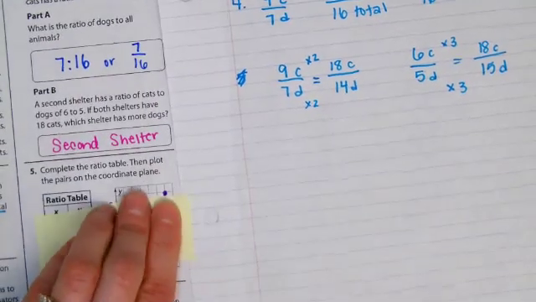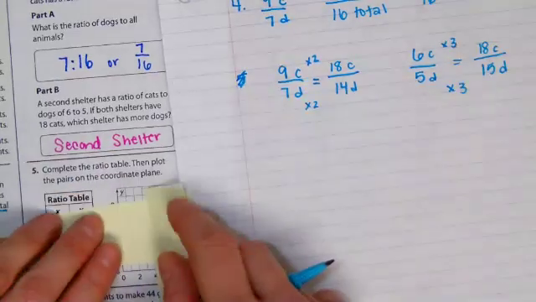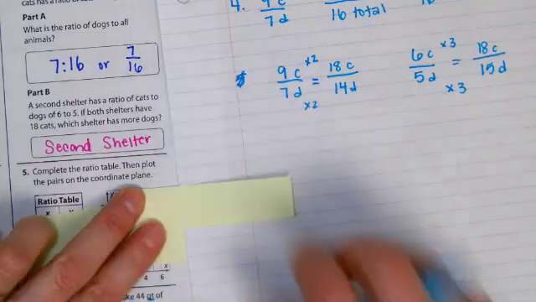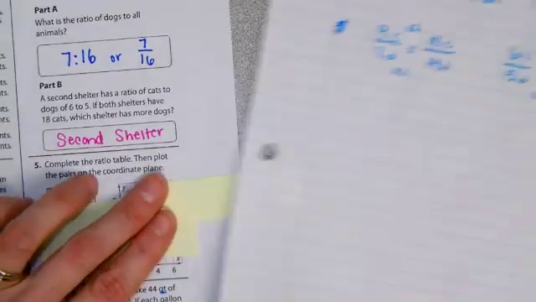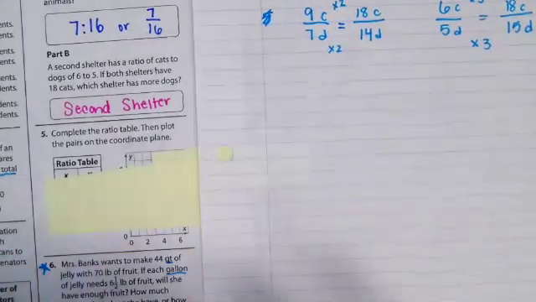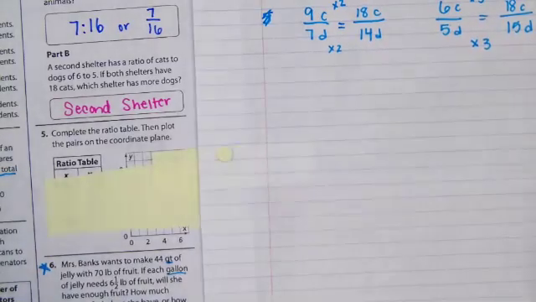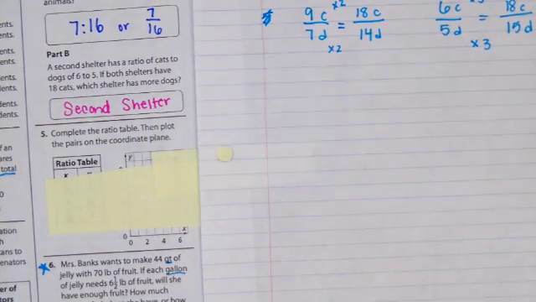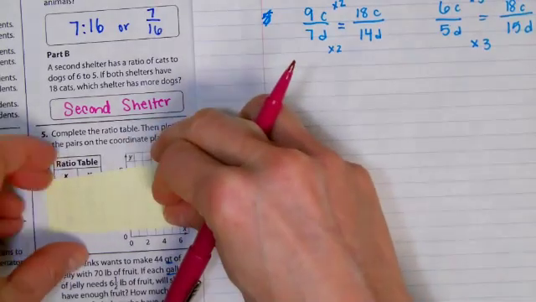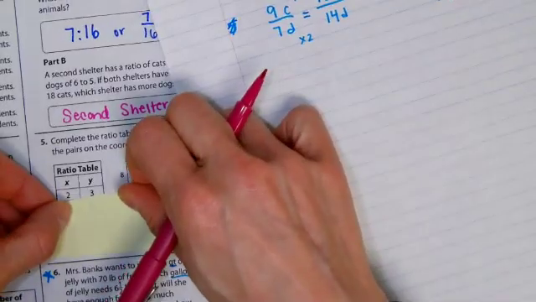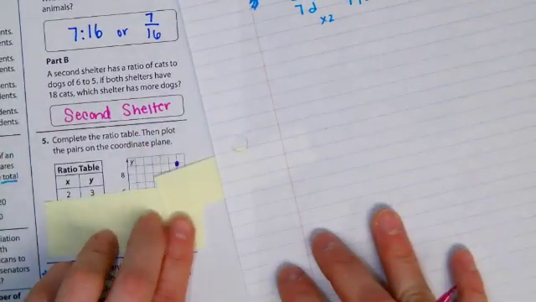Okay, next one, and I've been trying to cover it up because I accidentally did more of this ahead of time than before the video. But we've got number 5, which is this: complete the ratio table, then plot the pairs on the coordinate plane. So number 5, it gives you a table, and it starts with, I've got to move my little sticky here, it starts with X, Y being 2, 3.